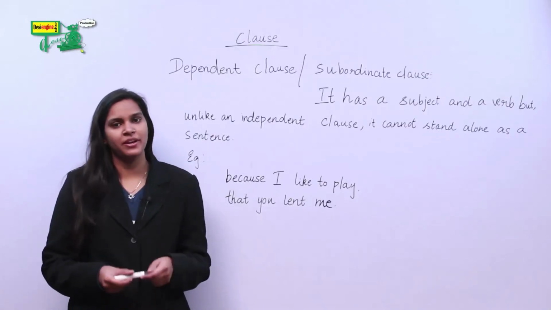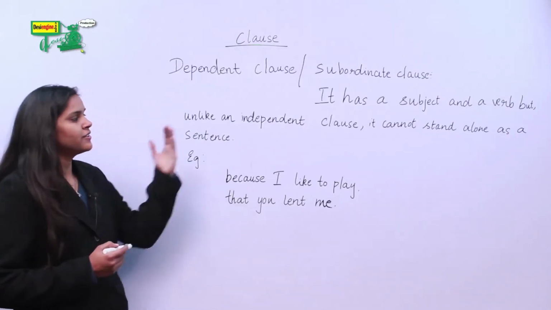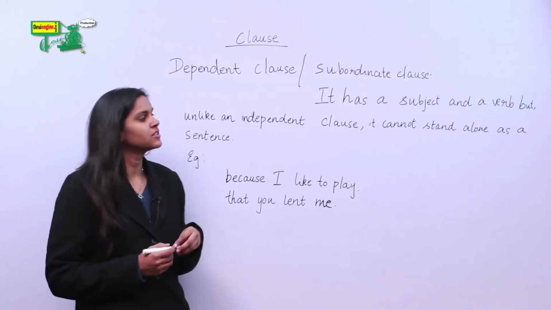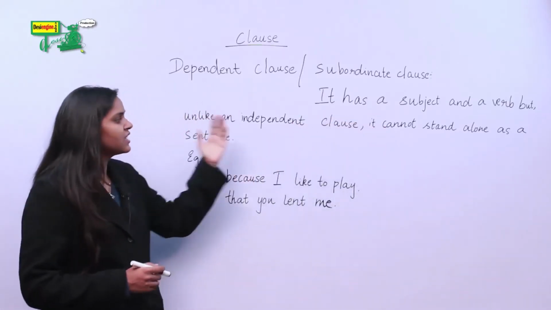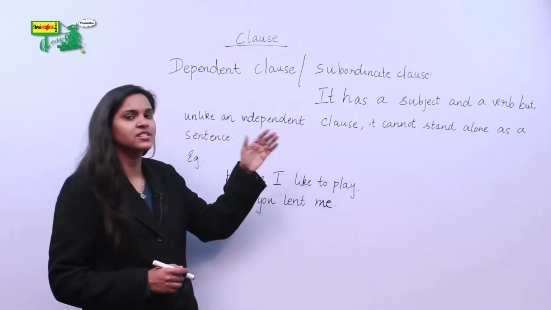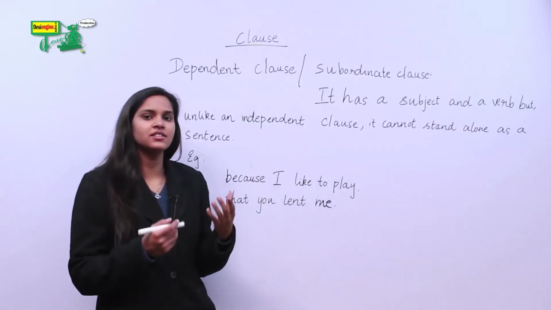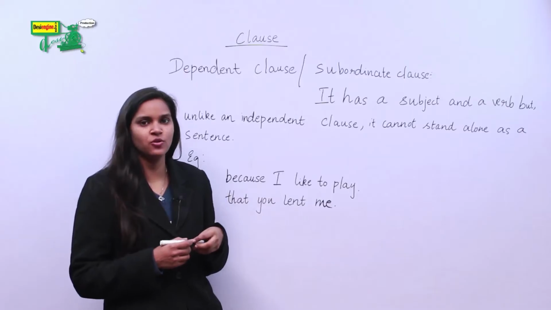Let's do dependent clause now. The definition of a dependent clause is, it has a subject and a verb, but unlike an independent clause, it cannot stand alone as a sentence. That is, it does not have a complete meaning of its own.